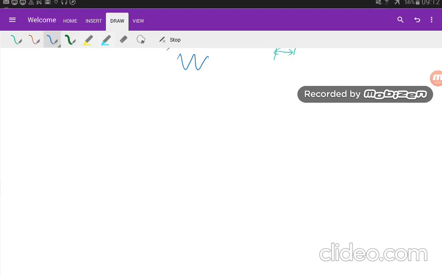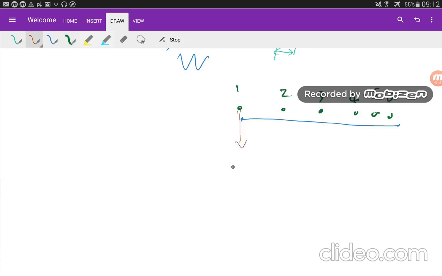If we have multiple cargo, the calculation might not be as easy as what we have seen above. So let's assume this is the lever, and we have multiple cargo. One cargo is here, one is here, one is here. We have 1, 2, 3, 4, 5, 6 cargos. Each one has its own weight.